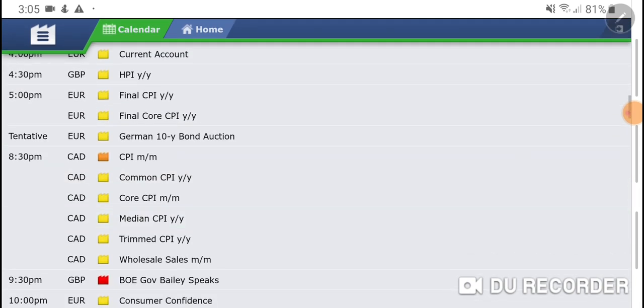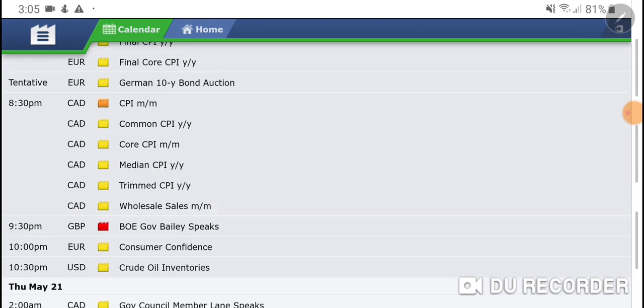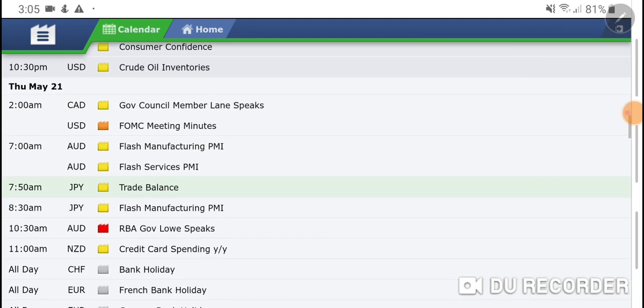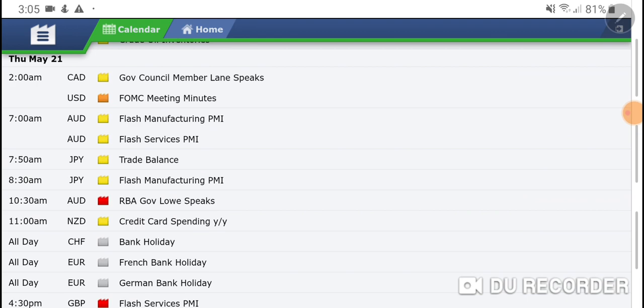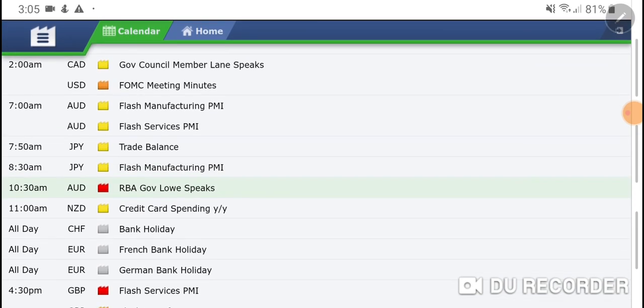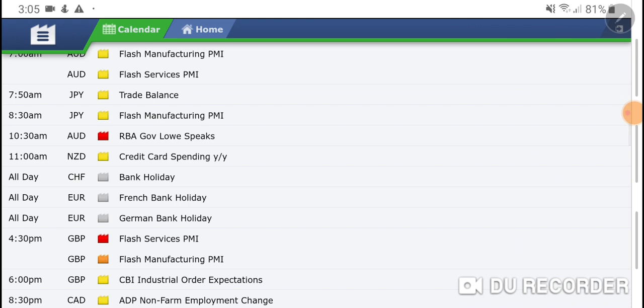And now, we have CPI ng Canada naman sa gabi. And look, mukhang si Governor Bailey magsasalita siya ng night time. Ngayon, anytime na magsasalita ang Bank of England, very important yan. Kasi historically, ang daming mga impact sa chart whenever involved yung Bank of England sa GBP. Okay? Now, Thursday, we have AUD naman, bank news, and another major news sa GBP ulit.